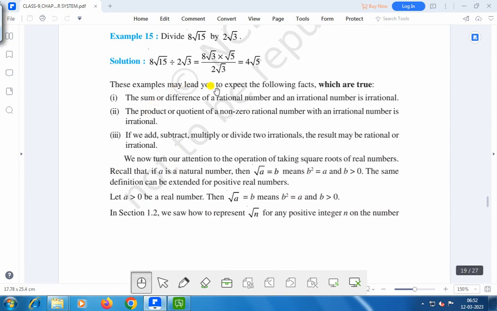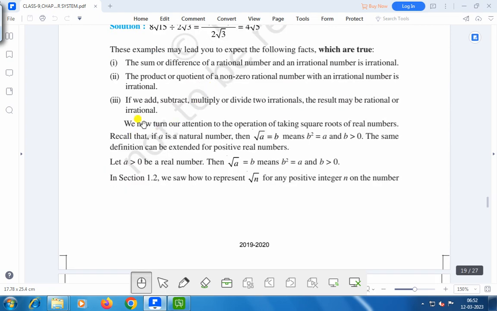These examples may lead you to expect the following facts, which are true. The sum or difference of a rational number and irrational number is irrational. The product and quotient of a non-zero rational number with an irrational number is irrational. If we add, subtract, multiply, or divide two irrational numbers, the result may be rational or irrational.